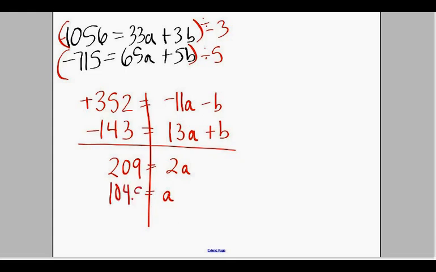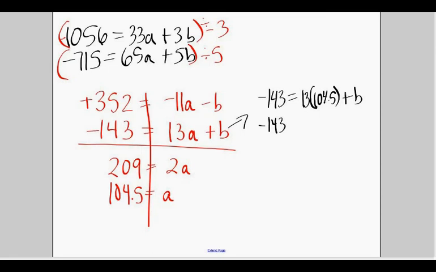So I already have one variable. I have my A value. I do need to find my B value. So of course that means I'm going to plug things in. I'm probably going to just plug it into one of these equations here because they're the simplest and they're equivalent to the ones above them. So 13 times 104.5 plus B. Solve this equation for B.